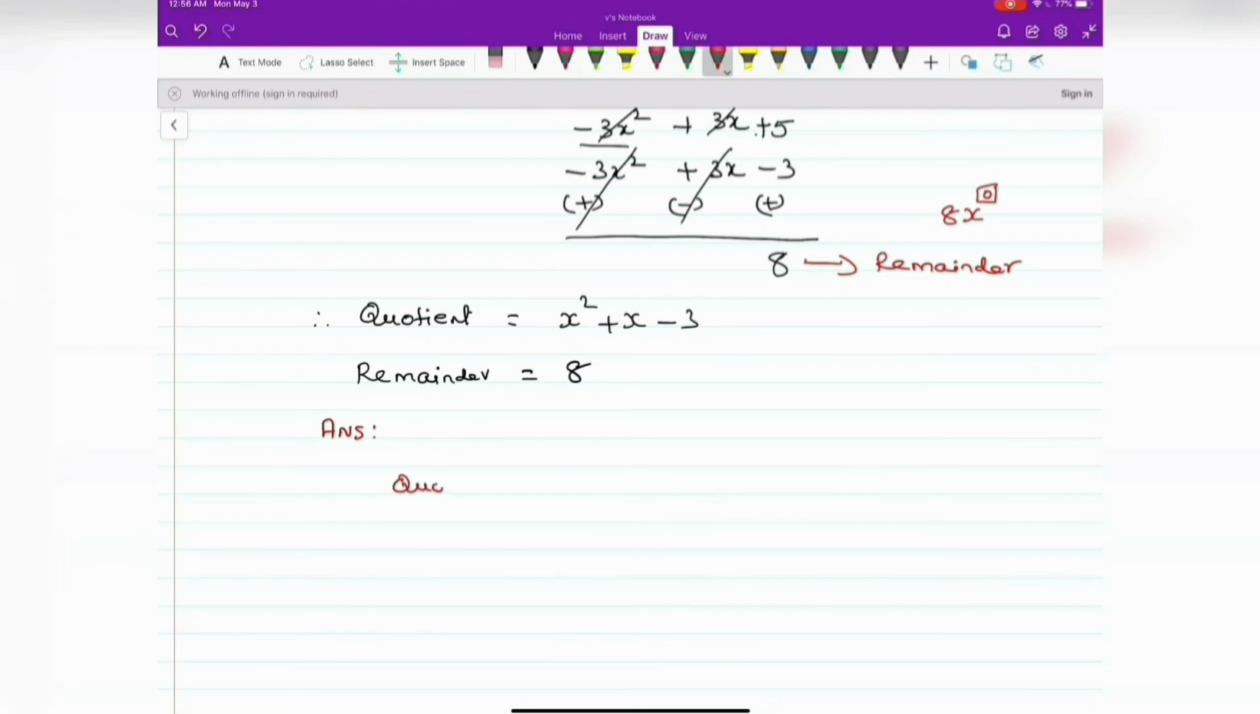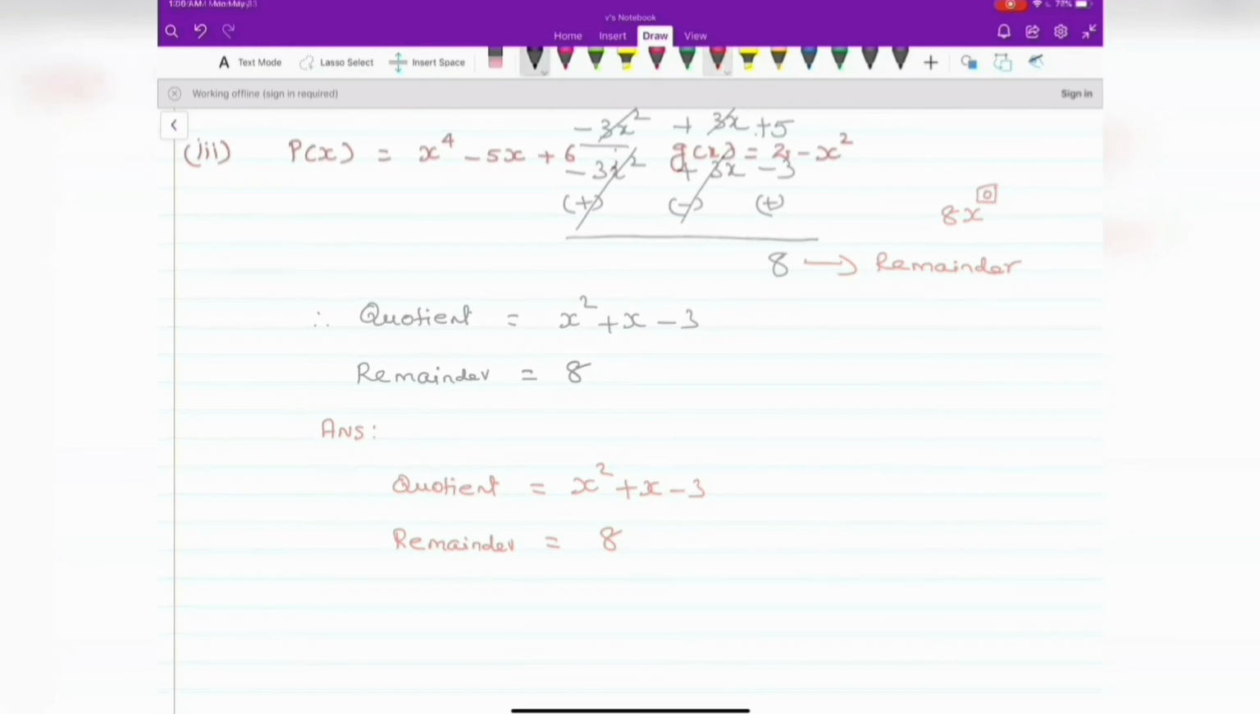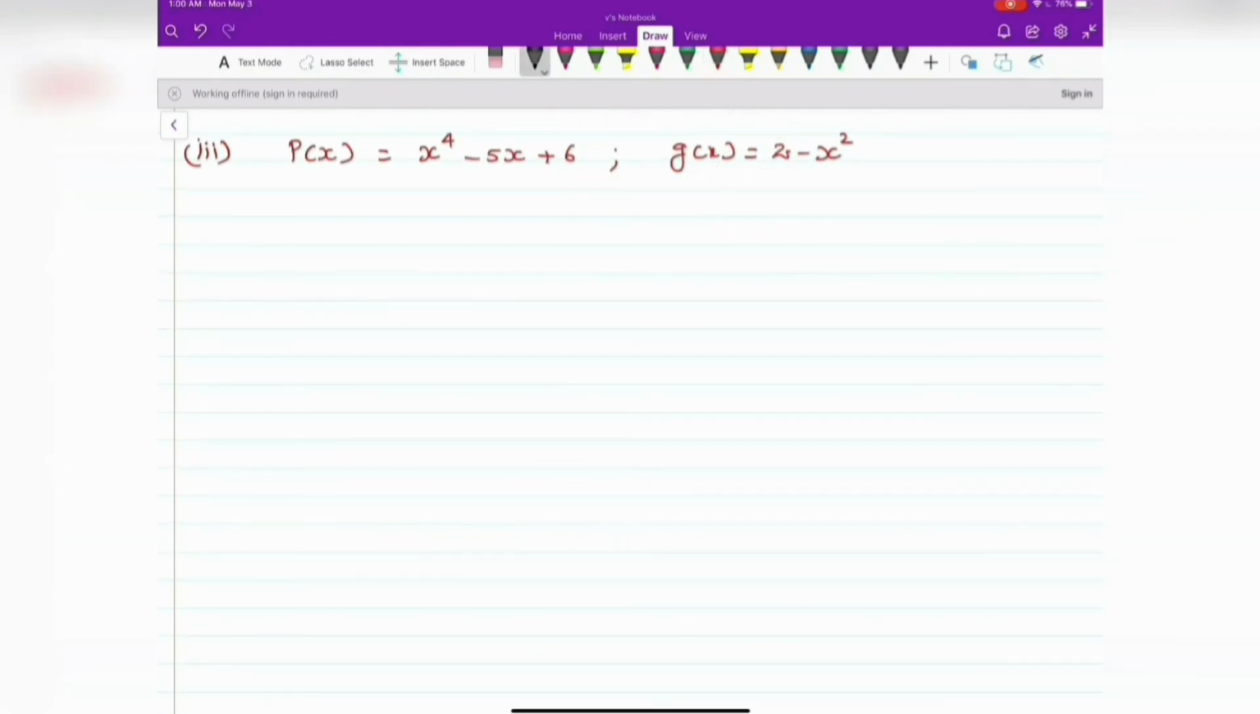So, quotient is equal to x square plus x minus 3 and remainder is equal to 8. Subdivision 3. Here you have to divide p of x which is equal to x power 4 minus 5x plus 6 by g of x which is 2 minus x square.